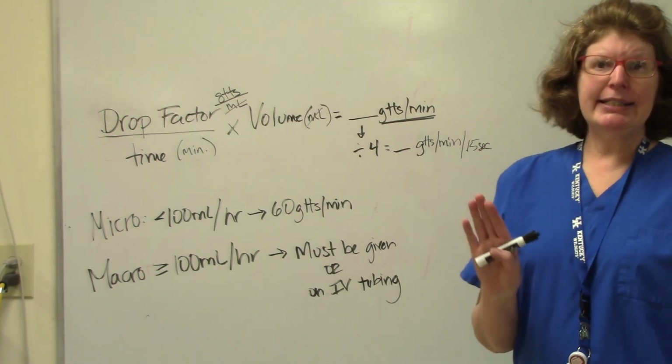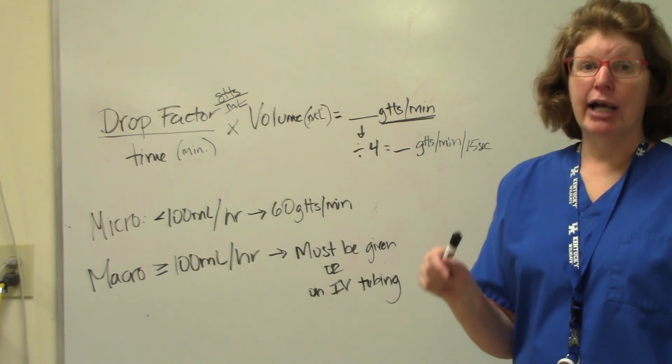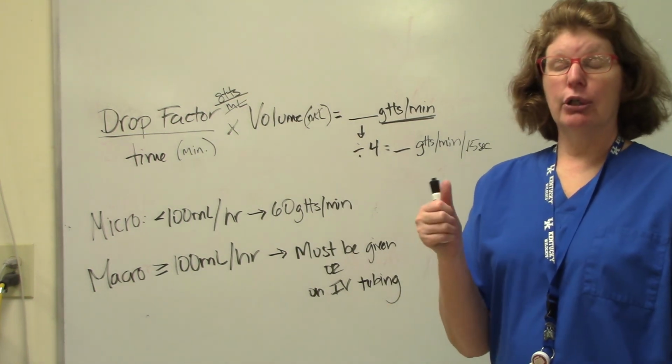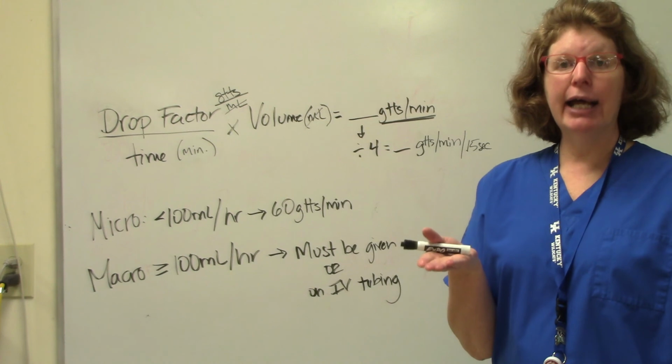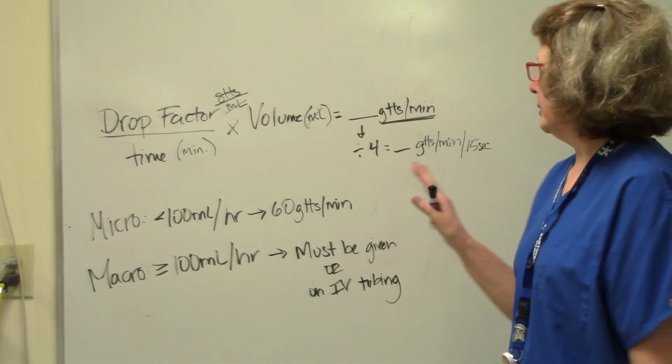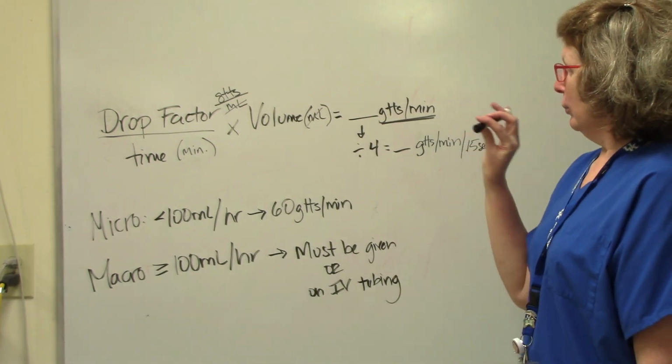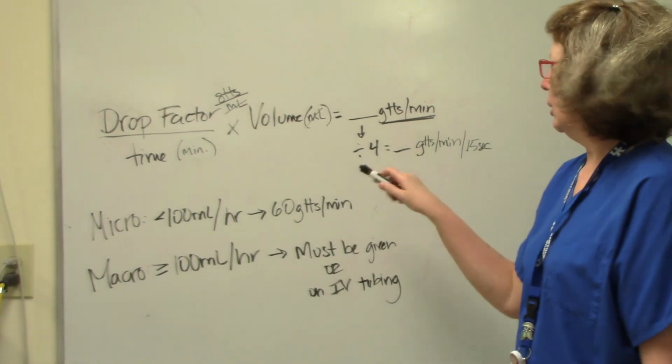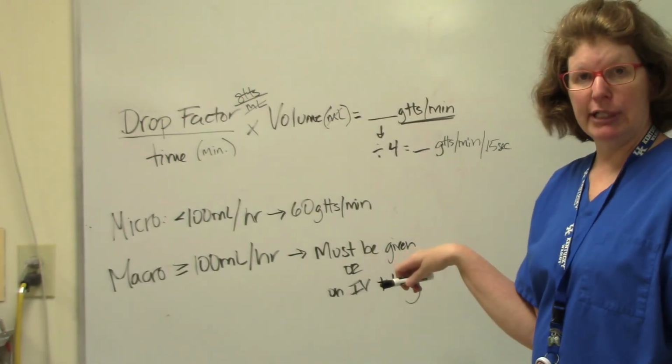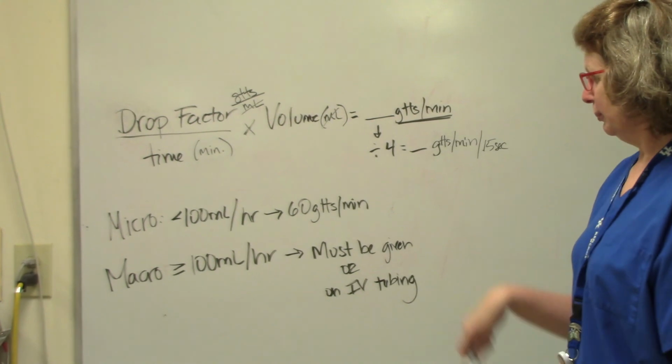We use basic rounding rules for these. We need to round to the whole number, because when you're counting drops, you can't count fractions of a drop. So basic rounding, if it's 5 or above, you're going to round up, and if it's 4 or below, you're going to round down. So very basic there.